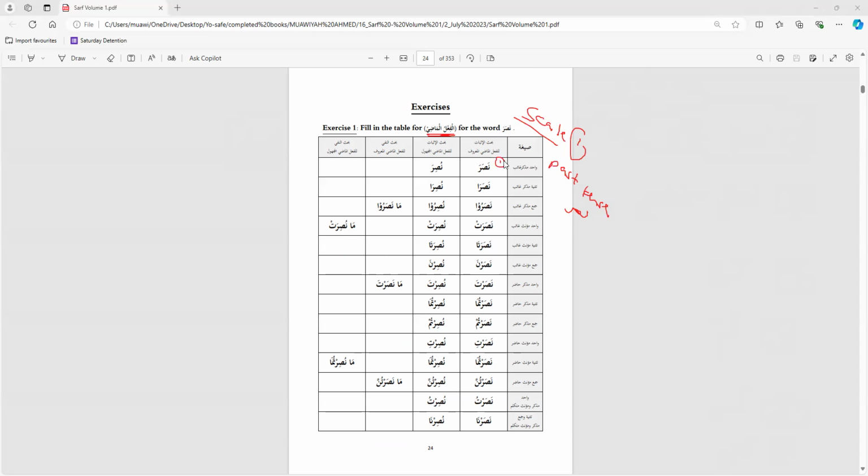Nasara, nasara, nasaru. Yahya, if you can repeat after me three times, if you read it.